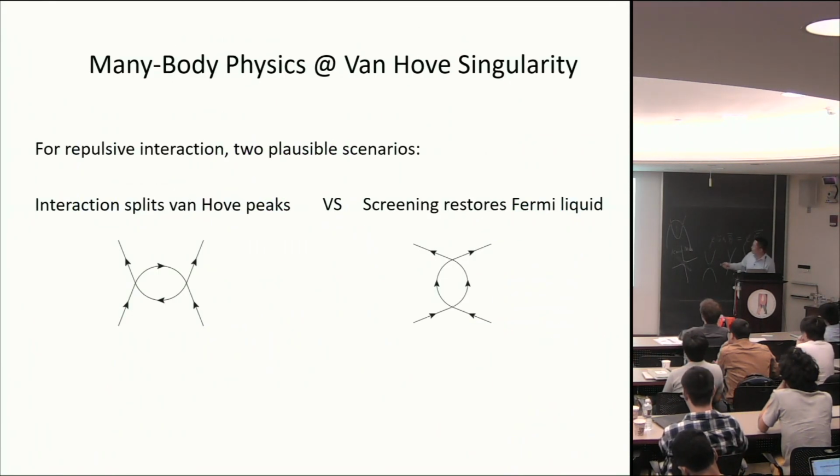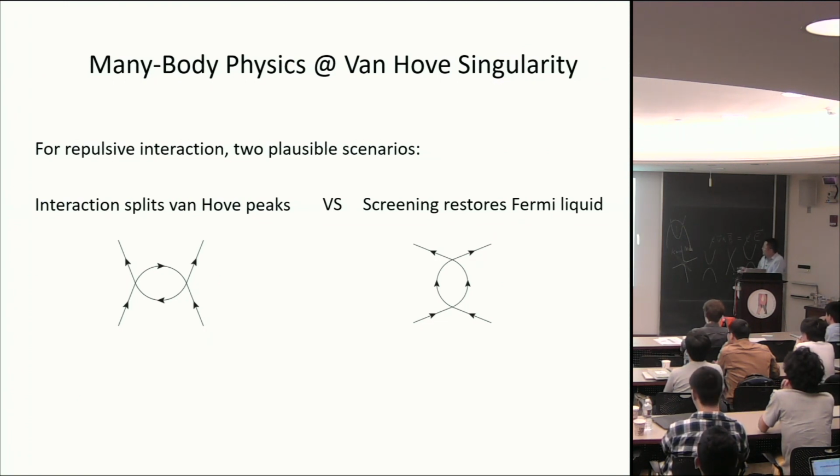In general, there are two scenarios one can imagine when the Fermi energy is close to the Van Hove singularity. In one scenario, because of the large density of states, interaction will split these Van Hove peaks. For example, the system can be spin polarized, can be valley polarized, etc. So it's very much like a flat band. If you have a high density of states, something interesting happens.